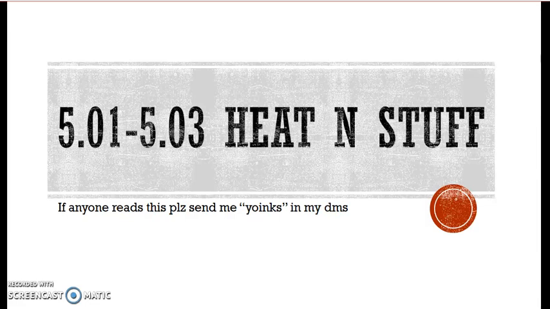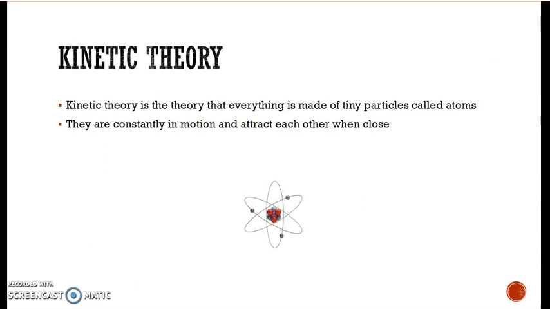Okay, hello everybody. Today we are going to do 5.01 to 5.03 Heat and Kinetic Theory. Kinetic theory is the theory that everything is made of tiny particles called atoms. They are constantly in motion and attract each other when close. That's what an atom looks like.